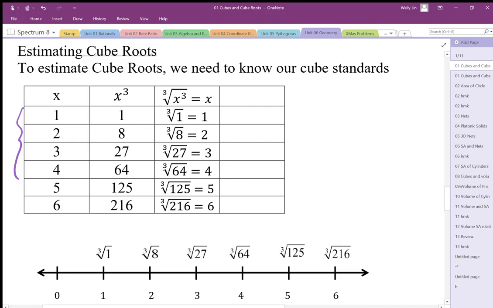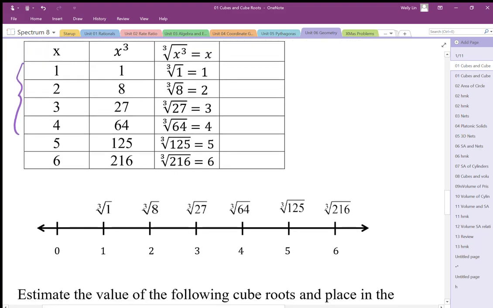it's not too bad. But if we have 1 cubed equals 1, the cube root of 1 equals 1. 2 cubed is 8, the cube root of 8 is 2. 3 cubed is 27, the cube root of 27 is 3, etc. Okay, so we want to make sure that we know our perfect cubes and cube roots, because that then allows us to have some standards which we can use to estimate.